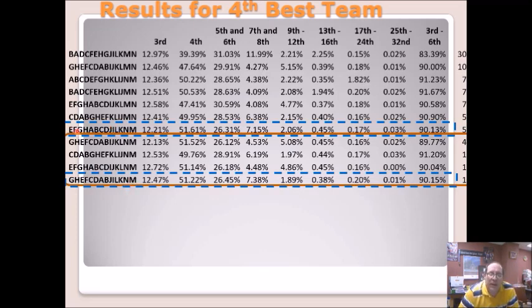This one here, EF, GH, AB, CD, JILK, and M, this was another one of the top 3. He's a little bit lower in this one, down to the top 5, so he's outside of the best, but he's still performing really high.